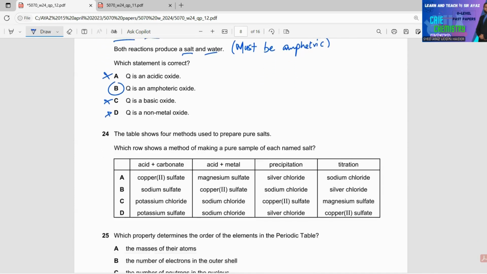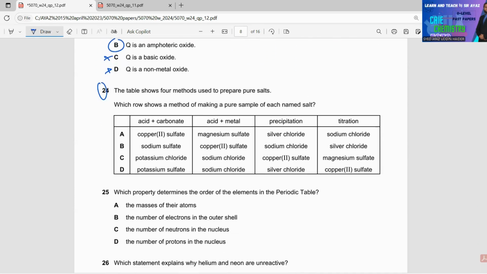Moving to MCQ number 24. The table shows 4 methods used to prepare pure salts. Which row shows a method of making a pure sample of each named salt? Okay, can we make copper 2 sulfate from acid and carbonate? Yes, it's correct. Can we make sodium sulfate? This is also correct. We can also make potassium chloride.